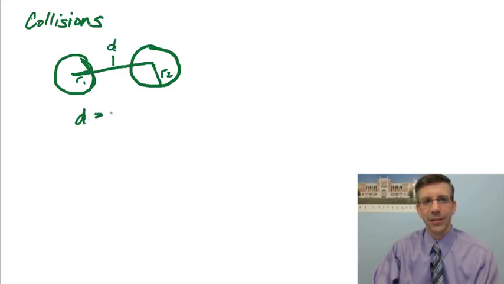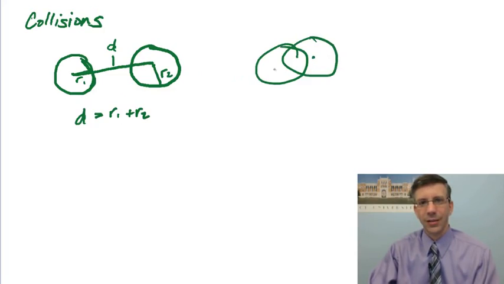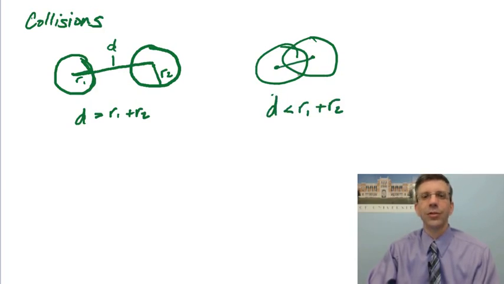And if D is greater than R1 plus R2, then I can be confident that these two circles have not collided, right? In contrast, if I have two circles like this, where the distance D is now less than R1 plus R2, the two circles overlap and therefore they have collided.